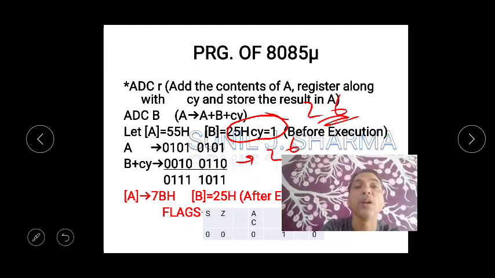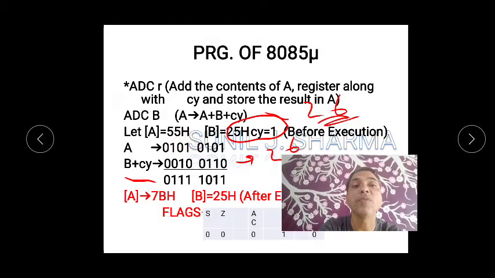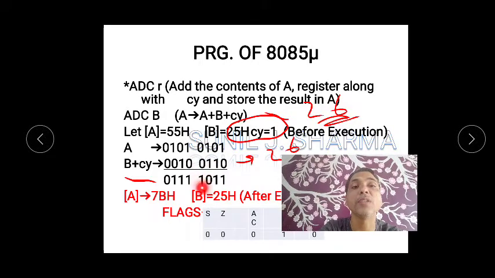So can you see B plus carry, that we have already taken as 26. Okay, now can you see this is 5, this is 5, this is 2, this is 6. Now we will add this. So can you see 0 plus 1 is 1, 0 plus 1 is 1, 1 plus 1 is 0, carry 1, that's why it is 1 here, no auxiliary carry.